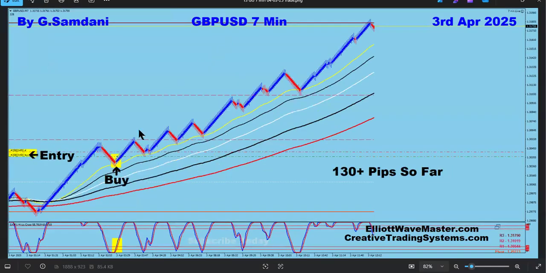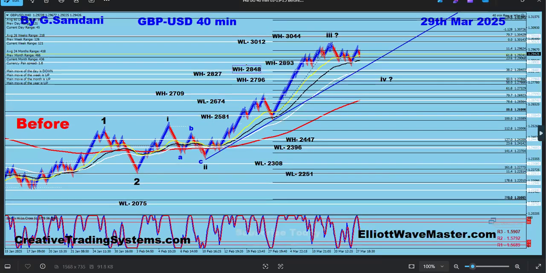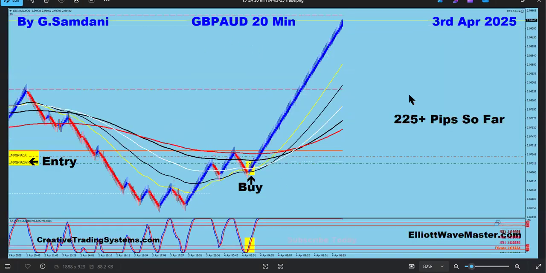You can see the 7-minute entry as well as 130 pip from here, and there's a 20-minute entry, 170 pip from here. This was the 7-minute entry. So the first entry was 770 pip all the way to the upside based on what chart? This chart. All right. Okay, so Pound Aussie going to the upside big time based on what chart?